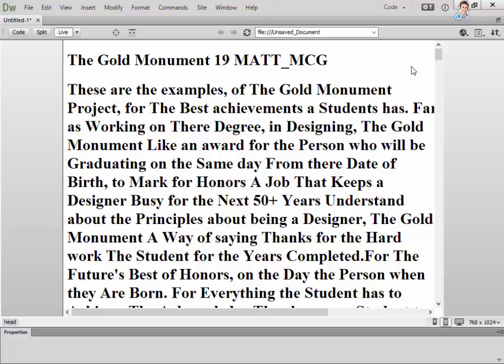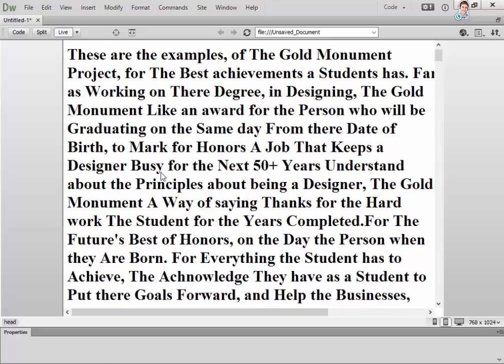So now we think about this right here, for the Gold Monument 19, and right here is information from my Behance, from Meta MCG and Capital MCG. These are examples of the Gold Monument project. So if we were to scroll down right here, it says that keeps a designer busy for the next 50 years, to understand the principles of being a designer.